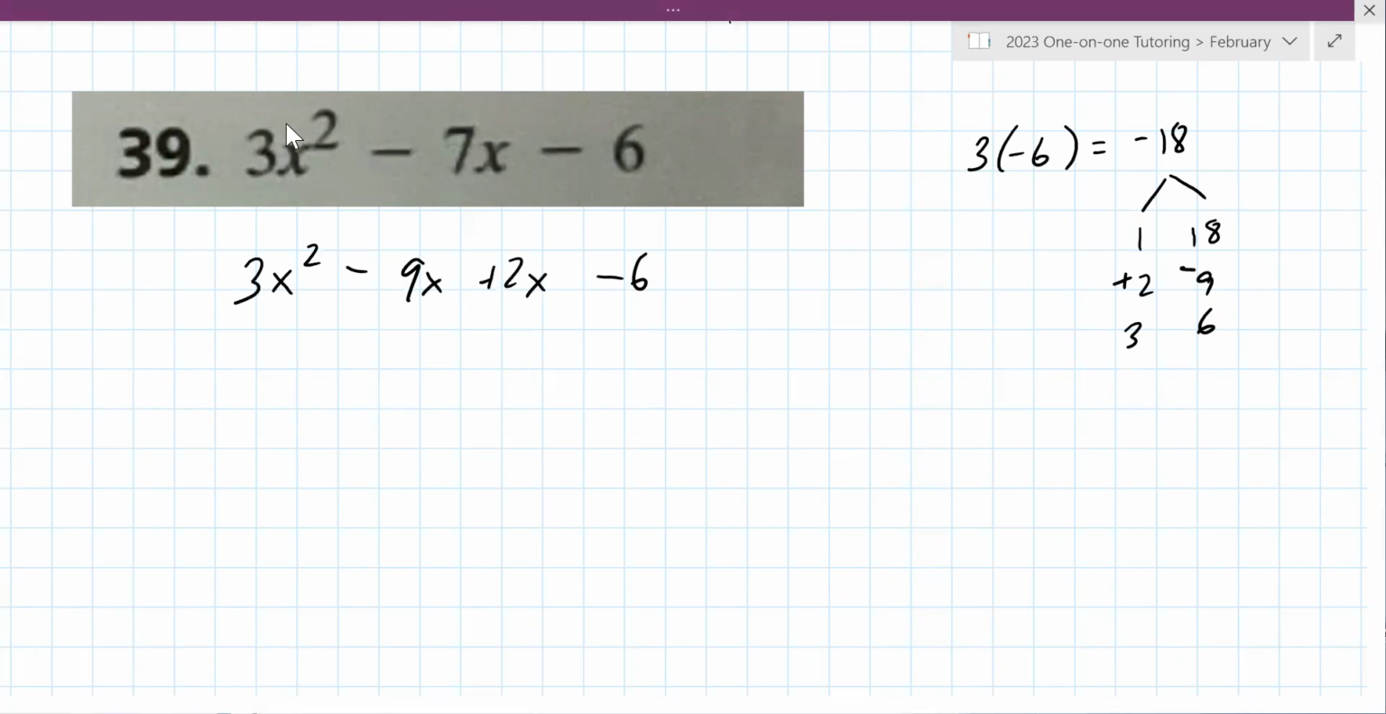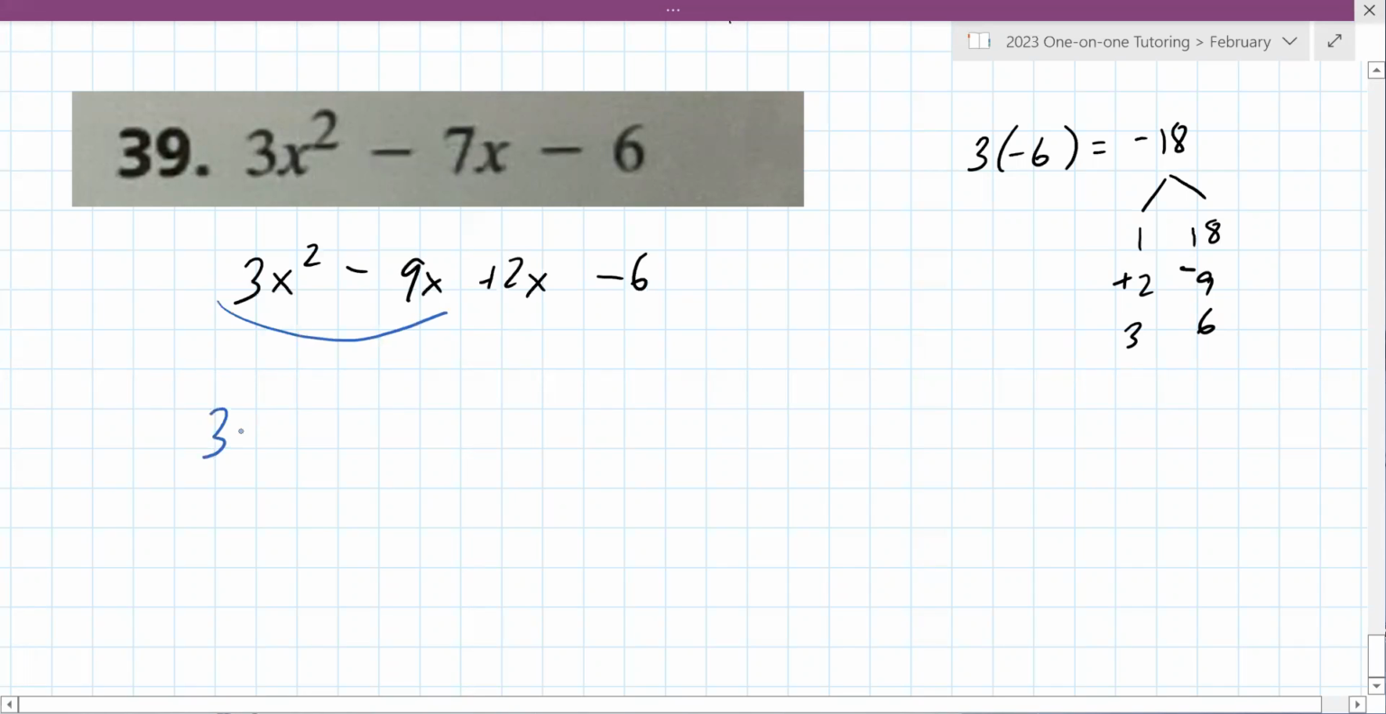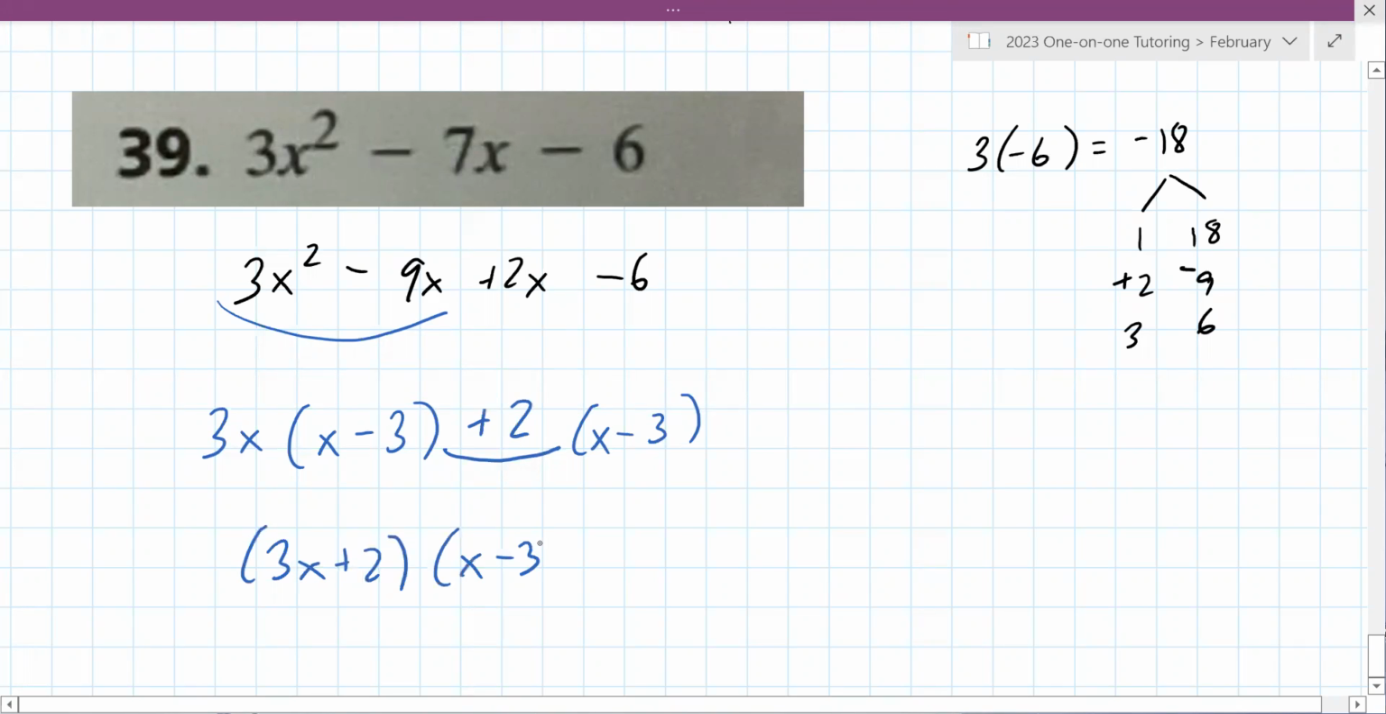Look at the first two terms here. 3x, x minus 3, x minus 3. What number goes in between those to get 2x minus 6? 2. So this becomes (3x + 2)(x - 3). So let you get that down.